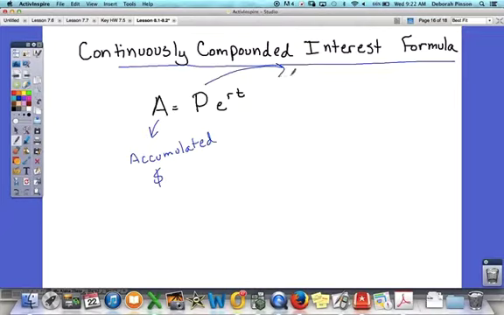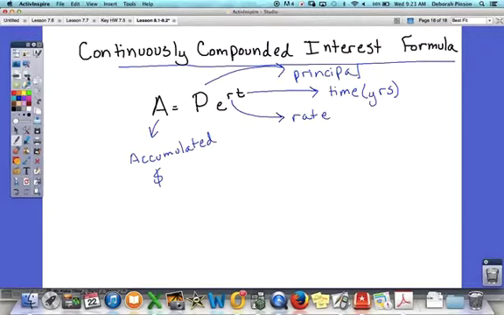The P stands for principal. That's the money you put in an account. So if I put $1,000 in the account, my principal is $1,000. Okay, the E is the number we were just talking about a second ago, the 2.7. The R is rate. And the T, I think you can probably guess, is time. In this formula, it is in years. It's just the way they have it set up. Okay, so that's what everything means.